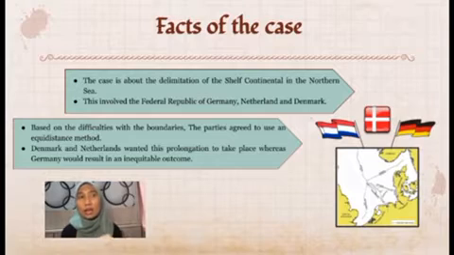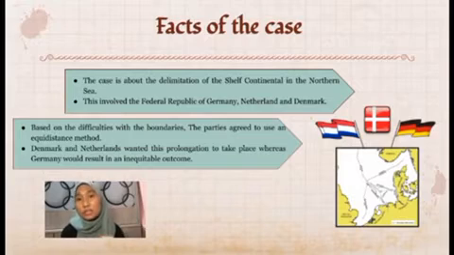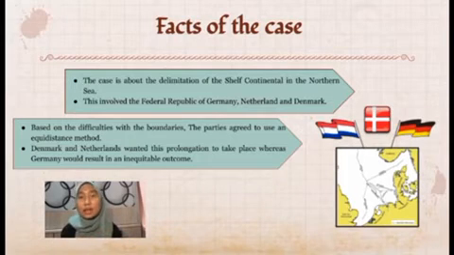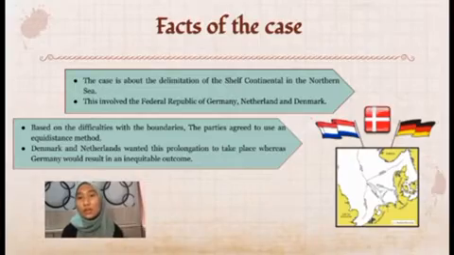Both the Netherlands and Denmark relied on the principle of equidistance, the process of setting the borders in such a way that each location on the boundary is equidistant from the others. It is also the method of calculating boundaries from the nearest points of the baselines from which a state's territorial sea is measured. Germany argued that the principle of equidistance was neither a mandatory rule in delimiting the boundaries nor a rule of customary international law.